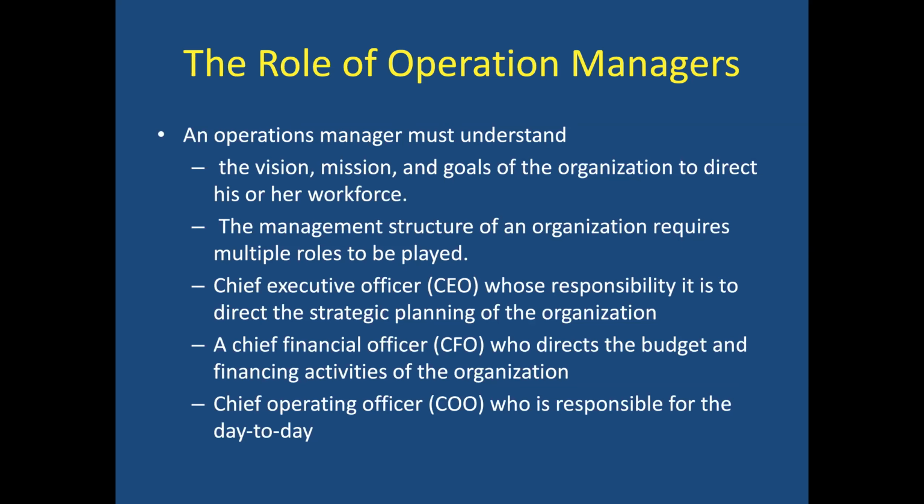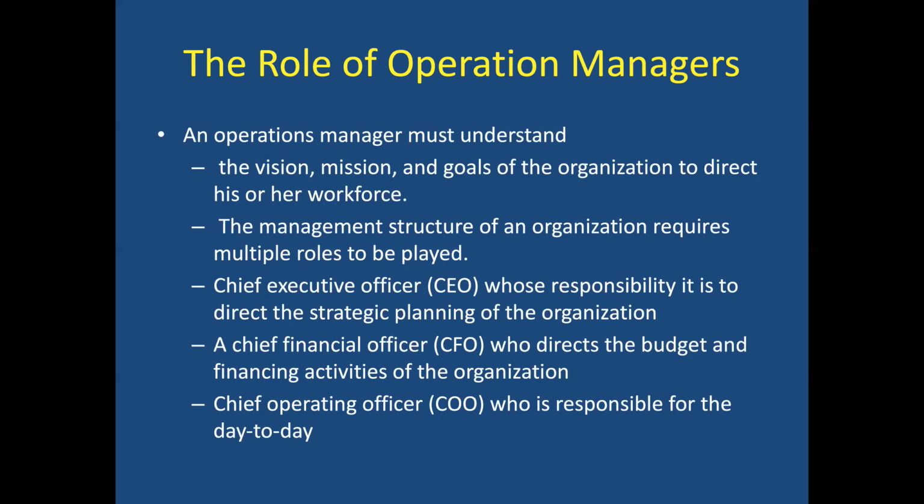Operation managers must understand lots of different aspects of the company, such as the vision and mission, the goal of the organization, and then how we can direct that to the people that are working under us. The operation manager needs to know the management structure of the organization, which requires multiple roles to be played. And what do I mean by that? Well, the operation manager needs to understand who's in charge of what and the role of each employee. As I said earlier, when we're comparing independent to chain pharmacy, there are various titles that occur in a company. Whereas you have the chief executive officer whose responsibility is to direct the strategic planning of the organization.